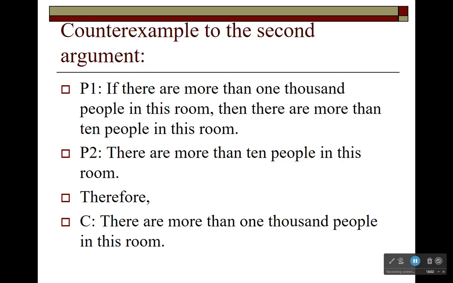It shows that any time the argument is of this form, if P then Q, Q therefore P, it's not going to be the case that the truth of the premises guarantees the truth of the conclusion. Because here the premises are true, and yet the conclusion is false. So obviously, the truth of the premises did not guarantee the truth of the conclusion. That's why we say that that form of argument is invalid.